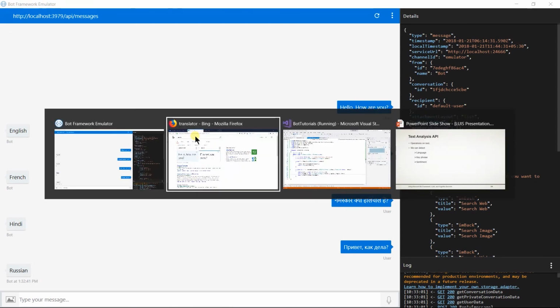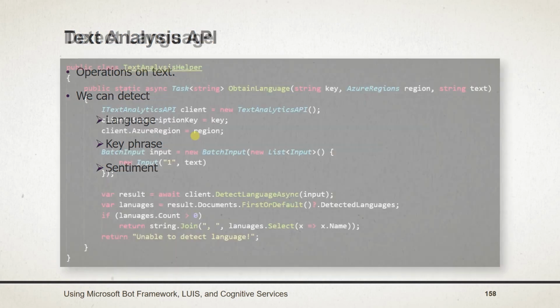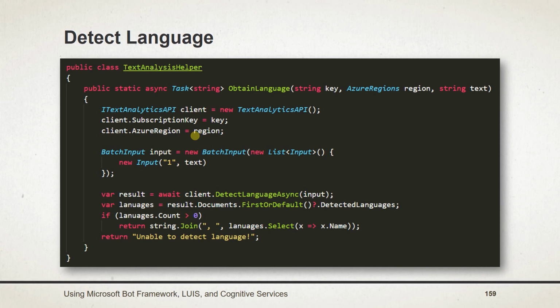Now let us see what we have learned in this session. We saw what is text analysis and understood its various APIs. Here is an example to identify language from text. For this we need to use detect language async method and pass batch input as a parameter. In next session we will see how to detect key phrases and sentiment.